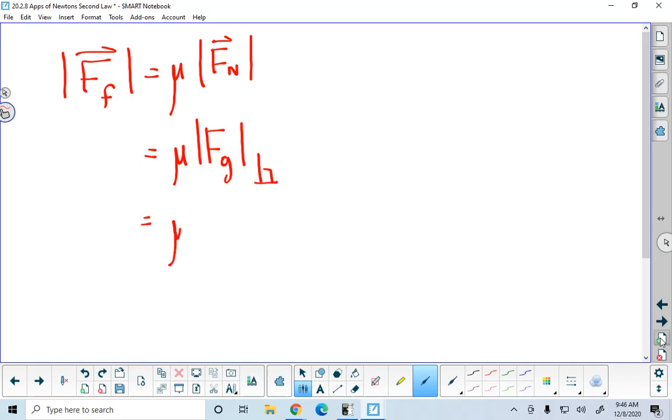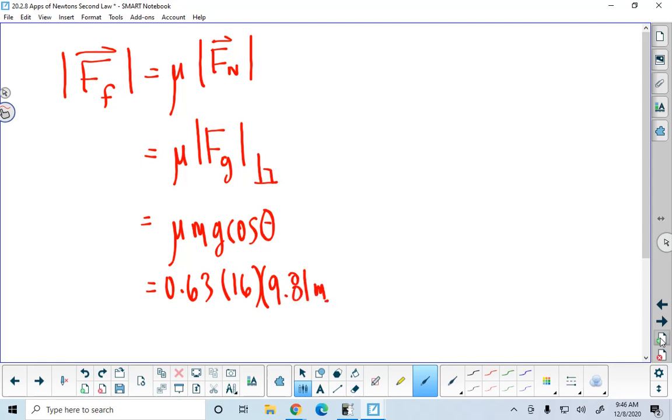And the perpendicular component of the force of gravity is mg cos theta. Please, I'm pretty sure that's right, but with perpendicular it's cosine? Okay. So now what we're going to have is 0.63 times 16 kilograms times 9.81 meters per second squared times cosine of the 30 degrees.